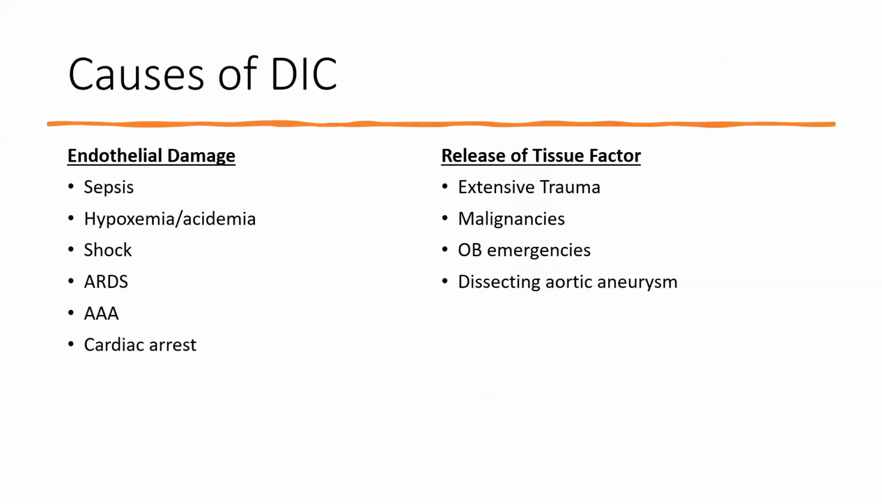Cool. So just to review some causes of DIC, like I mentioned, that endothelial damage, which is going to stimulate that intrinsic pathway, those things including sepsis, hypoxia or acidosis, shock states, which are classified usually by an acidosis, and can often have some level of tissue hypoxemia associated as well. ARDS, acute respiratory distress syndrome, AAA, and then of course cardiac arrest causes massive cellular insult, and can result in that overwhelming stimulation of the clotting cascade.